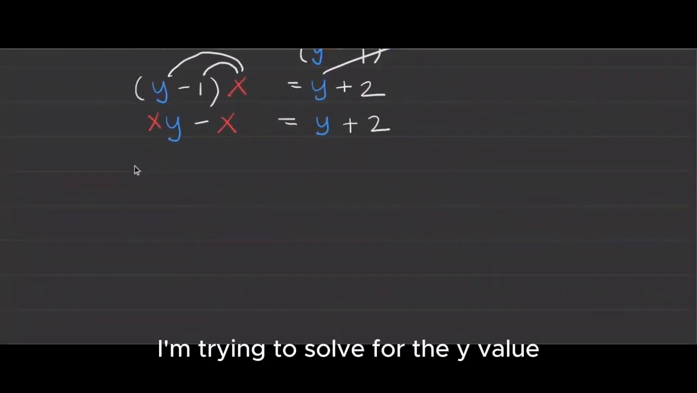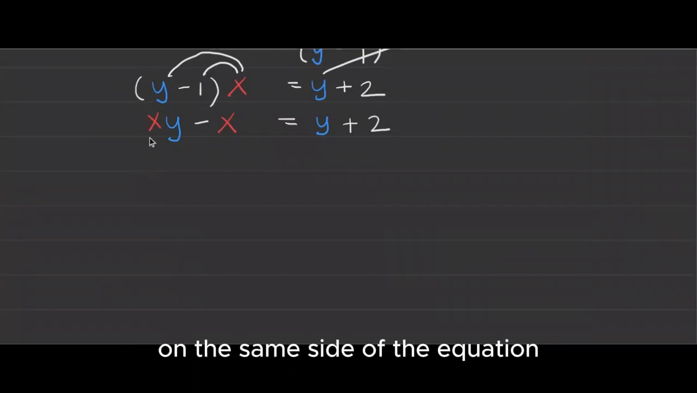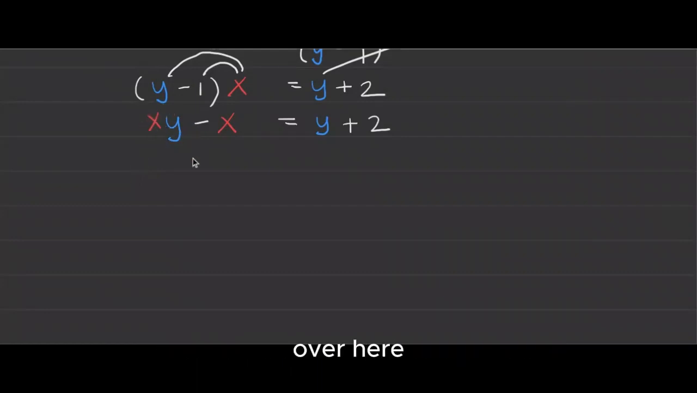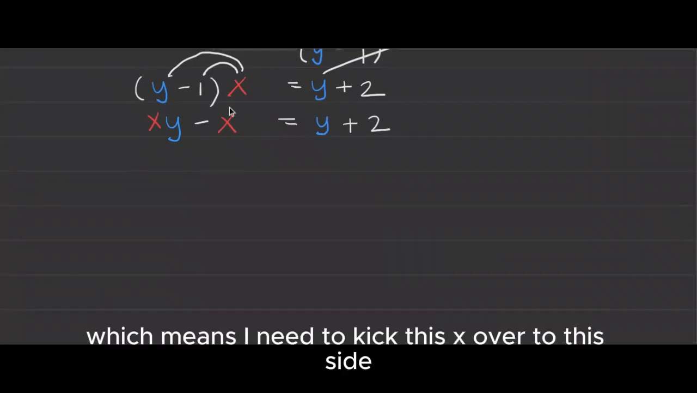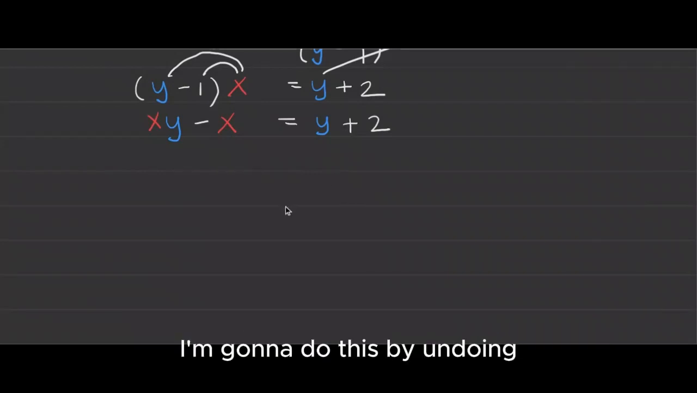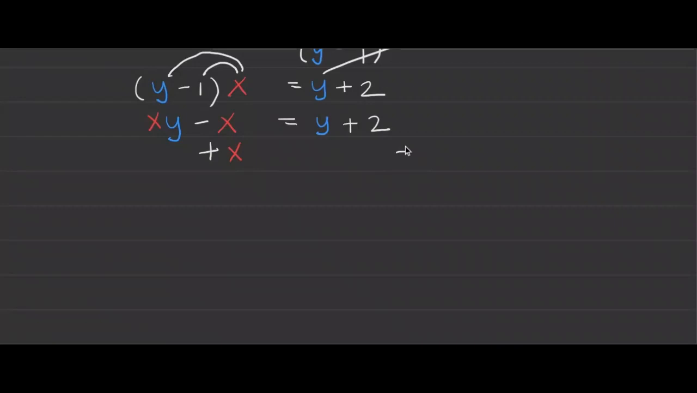I'm trying to solve for the y value, so it's going to help me to get the y's on the same side of the equation. I see that I have an xy over here, so I'm going to move this y over here, which means I need to kick this x over to this side. I'm going to do this by undoing. I'm going to add x to both sides. This will make a 0.